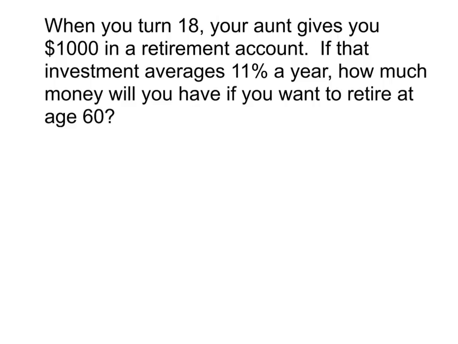Now, if that $1,000 investment averages 11% a year, so we're assuming that it's increasing by 11%, how much money will we have if we want to retire at age 60? In other words, how much will this be worth by the time we turn 60? Now, are we going to use that same A of t equation for this one? Yes, because I'm going up by a percent. Anytime we're increasing or decreasing by a percent, I know to use that equation.